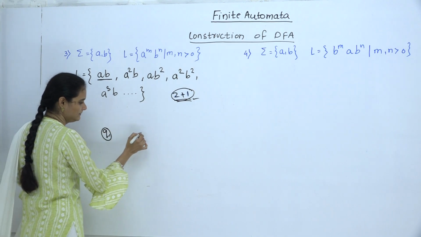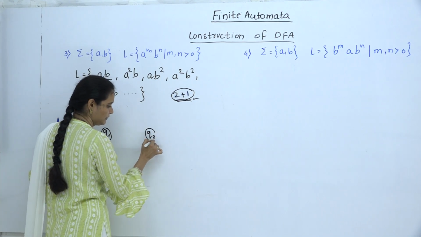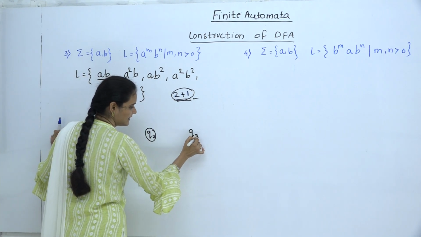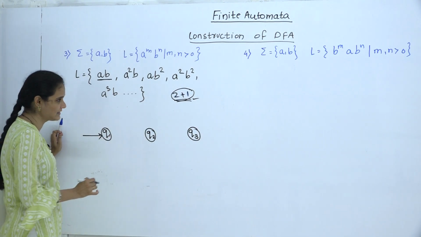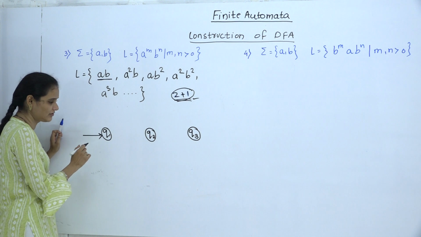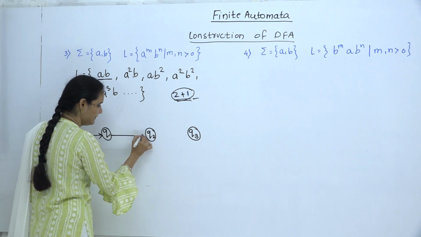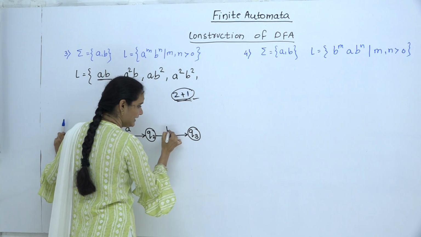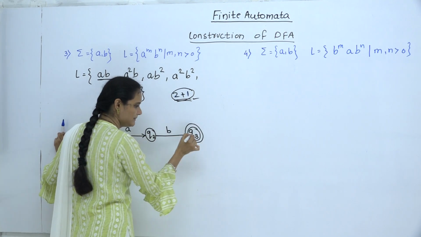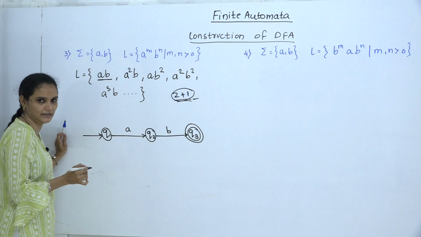So here I am going to consider three different states. Suppose Q1, then Q2, and here Q3. Q1 is my initial state. What is my minimum length string? Here it is ab. So a, b, and accepted over here means Q3 is the acceptance state.